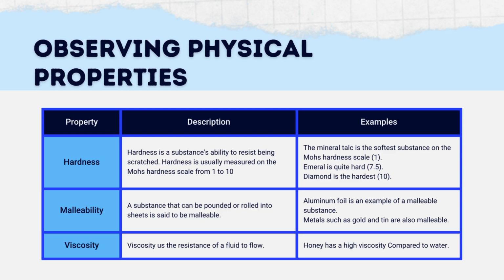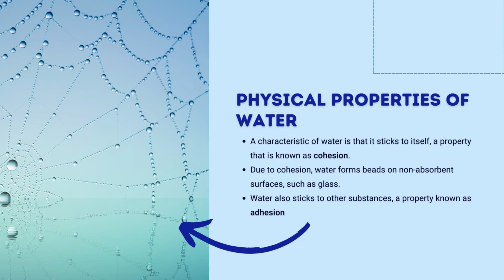Lastly, viscosity is the resistance of a fluid to flow and is determined by its internal friction or the thickness of its consistency. When comparing honey to water, we would say that honey has a high viscosity in comparison to water. Water exhibits several unique physical properties.